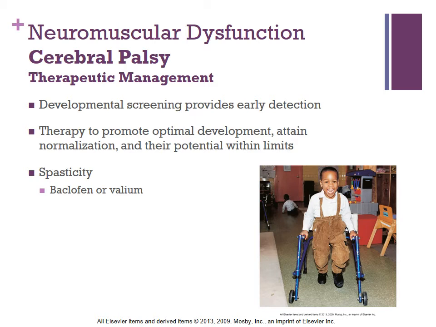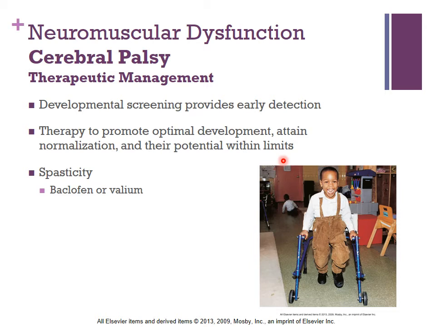Therapeutic management, they will do a developmental screening to provide an early detection for CP. Therapy, like physical therapy, will promote optimal development, help them attain some type of normalization and their full potential within limits. So whatever their potential is, hopefully physical therapy, occupational therapy, those types of things can help them reach their full potential, but sometimes there may be limitations depending on the type.